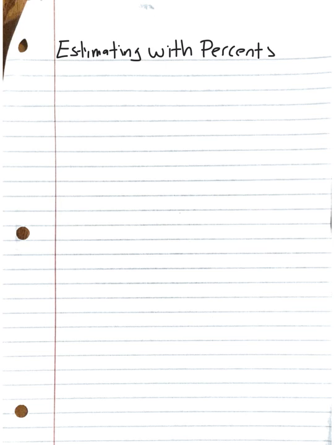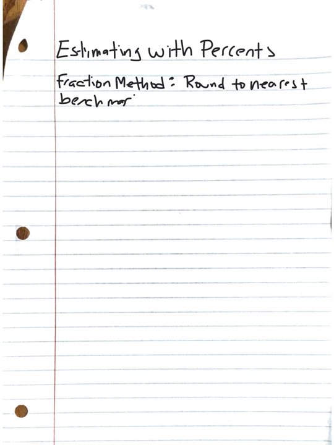So the first method that we're going to talk about for estimating is called the fraction method. In the fraction method, what you're going to do is round to the nearest benchmark fraction, and use it to estimate.